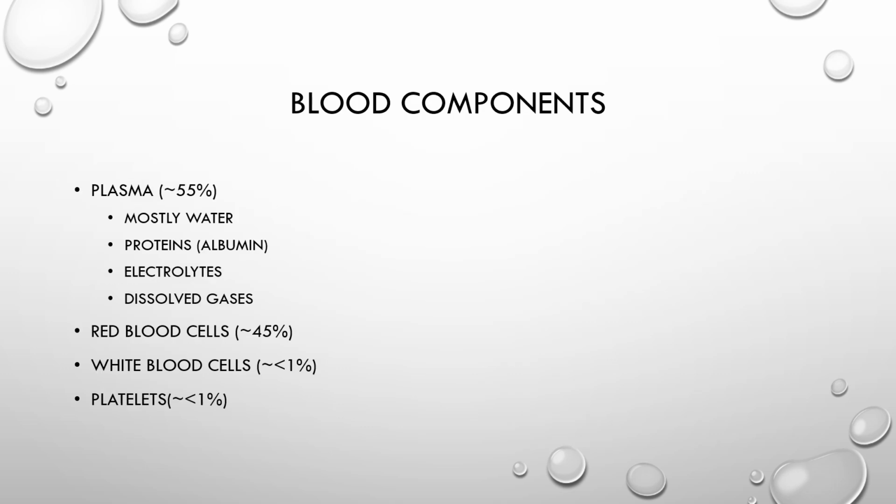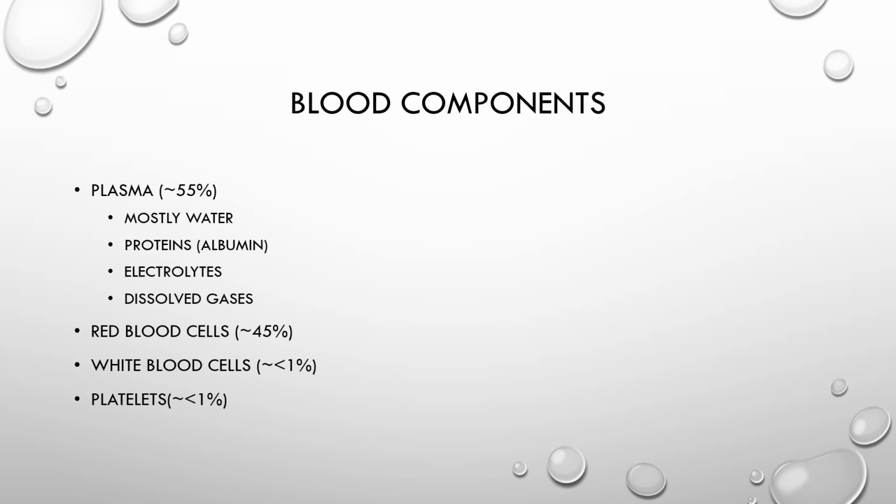So our blood components can include plasma, red blood cells, white blood cells, and platelets. Our plasma makes up a little more than half of our blood itself. That's what's going to contain mostly water, our proteins, specifically albumin, our electrolytes, and then our dissolved gases, like our CO2.